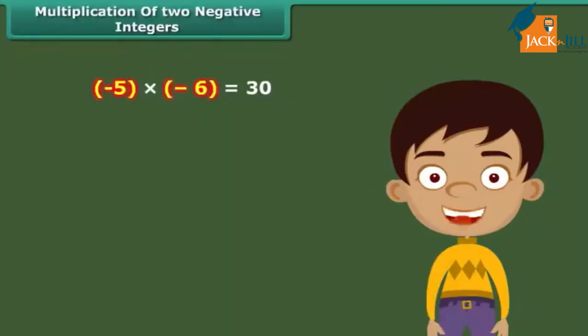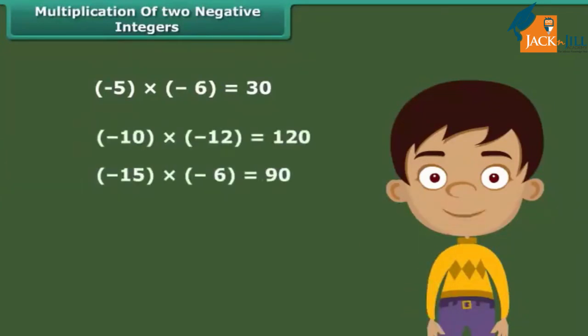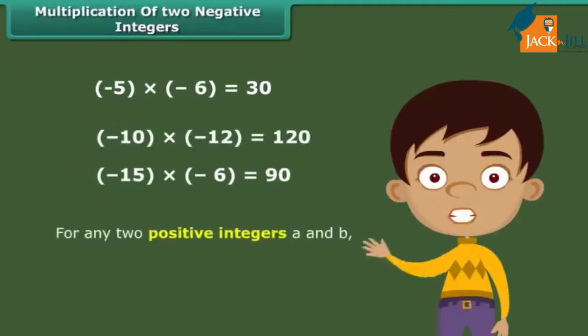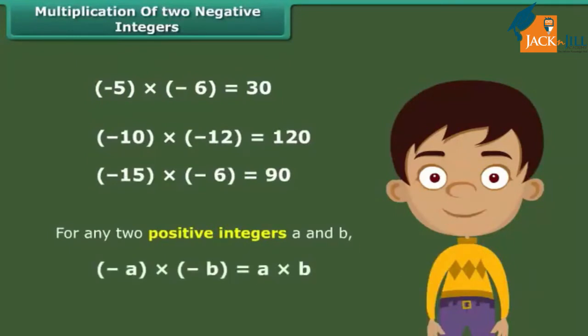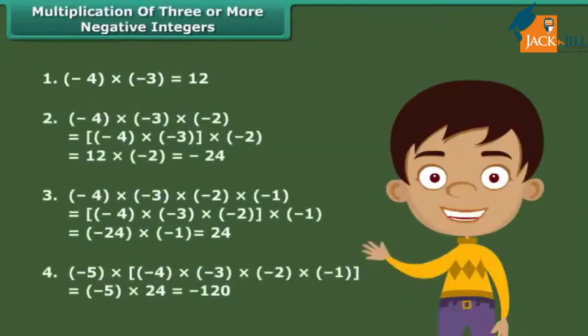The product of two negative integers is a positive integer. We multiply the two negative integers as whole numbers. In general, for any two positive integers a and b, minus a into minus b is equal to a into b. Look at these examples. In the first example, two negative integers are multiplied. In the second example, three negative integers are multiplied. In the third example, four negative integers are multiplied. And in the fourth example, 5 negative integers are multiplied.